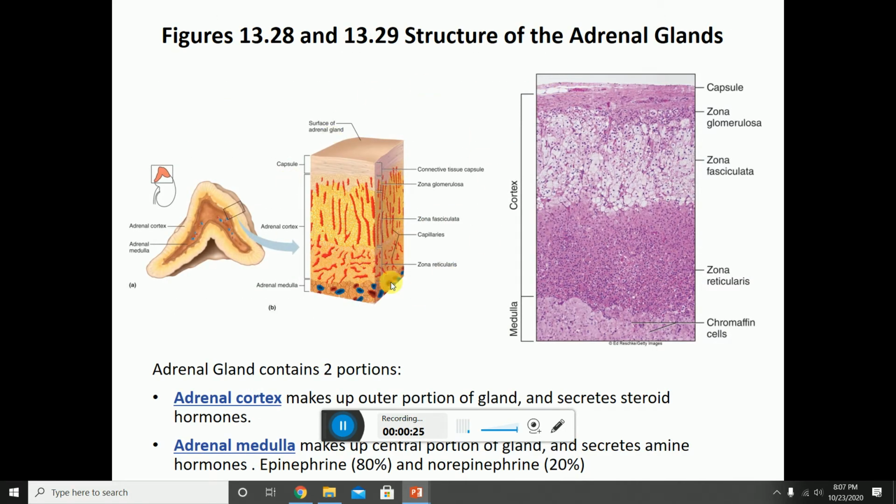Right here is the structure of the adrenal gland. You can see here that is the cap that lies right on top of the kidney, and it's made out of the cortex and the medulla on the inside. On the outside, you will find a capsule made out of connective tissue.